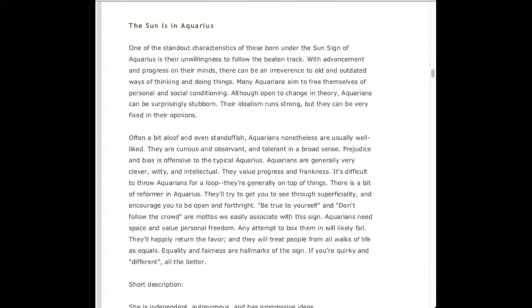They value progress and frankness. It is difficult to throw Aquarius for a loop. They're generally on top of things. There is a bit of a reformer in Aquarius. They will try to get you to see through superficiality and encourage you to be open and forthright. Be true to yourself and don't follow the crowd, or mottos we easily associate with the sign.